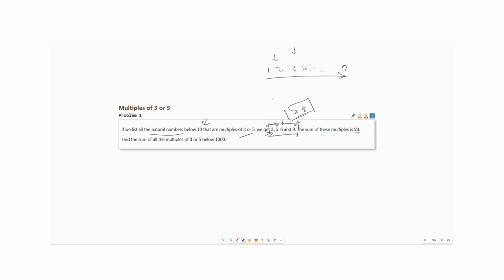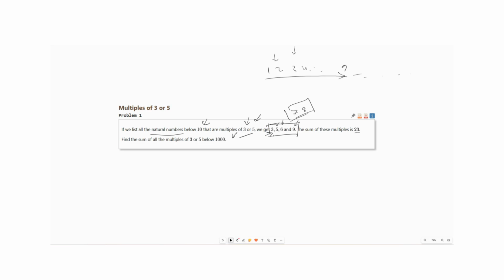That's exactly what we need to do, but in this case below 1000. So there are so many other numbers which are divisible by 3 or 5, so we have to take them and find the sum.